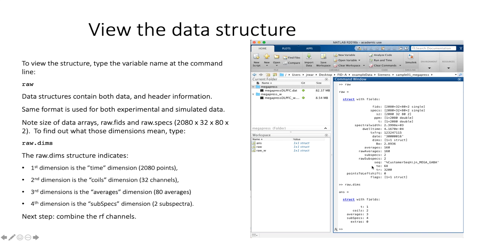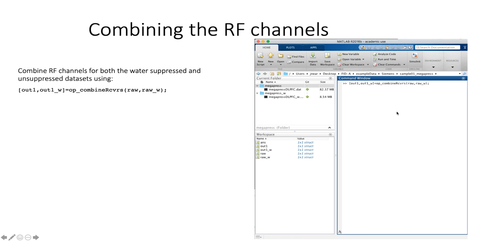The next step in processing this in a step-by-step way might be to combine the RF channels. So I have 32 channels, and I don't really want all 32 channels to be separate. I want them to be all combined. To do that, I'm going to use a function called op_combine receivers, and I'm going to pass in both the water suppressed data and the water unsuppressed data. And I'm going to have two outputs, which are going to be the water suppressed and water unsuppressed data, but with the coils, the RF channels combined.